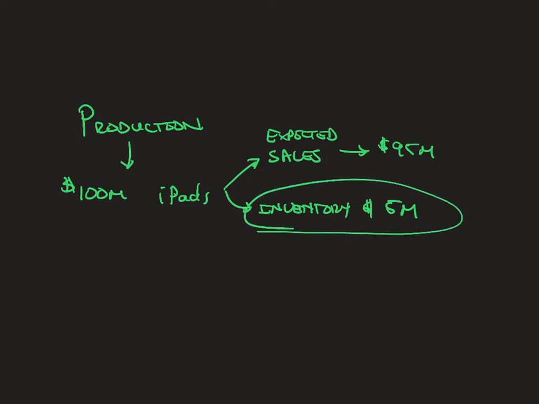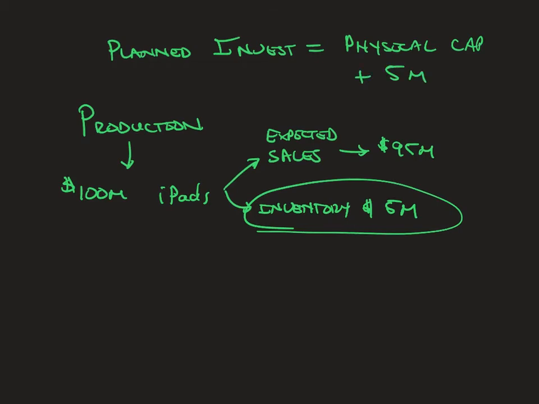right? So investment, for our intents and purposes right now, we're just looking at inventory, is going to be whatever we make in physical capital, right? So planned investment is going to equal physical capital plus inventories, which are 5 million. Actual investment, right? Now all of a sudden, expected sales were 95 million.